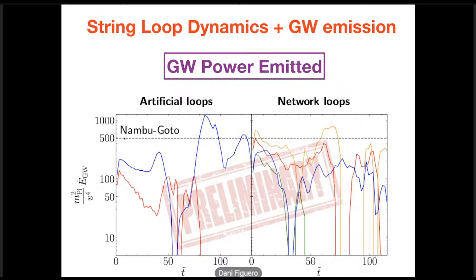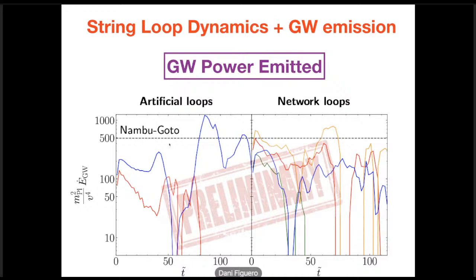And you see Nambu-Goto predicts a constant line, whereas here we have a very oscillatory wiggly line that even disappears in some cases for the artificial loops and for the network loops. This depends on the characteristics of the spectrum, essentially on how well we capture the dynamics of the loop, so how good our resolution of the lattice is. And well, the prediction of Nambu-Goto is not that bad.